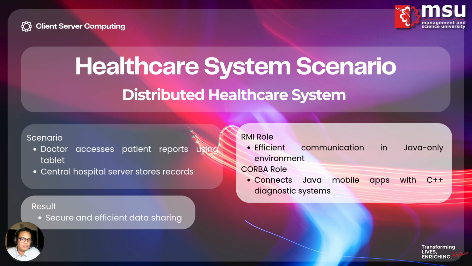So let's move on to one scenario, which is healthcare system scenario for distributed healthcare system. We were given two scenarios, which is doctor access patient reports using tablet, and the central hospital server stores records. So in this case, RMI role will be efficient communication in Java environment, and as for Corba role, it connects Java mobile apps with C++ diagnostic systems. And the result that we can get from this is secure and also efficient data sharing.